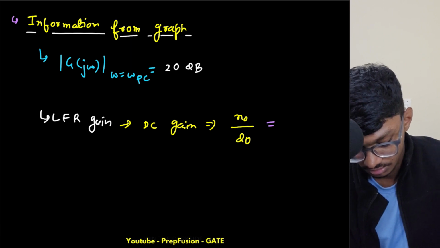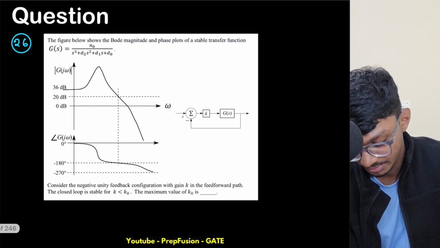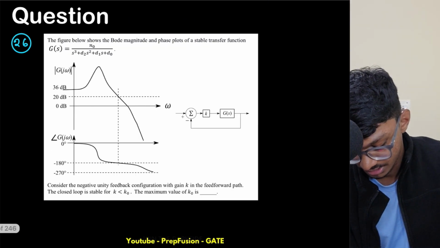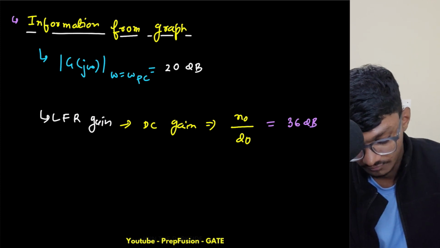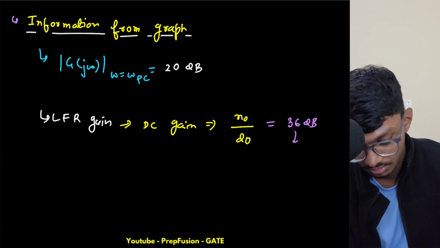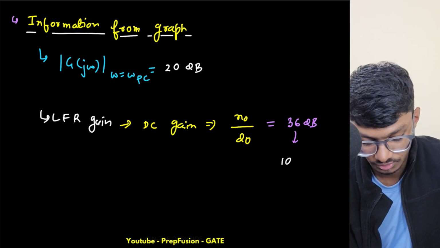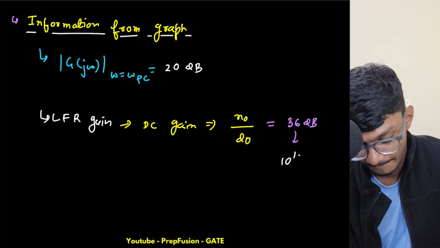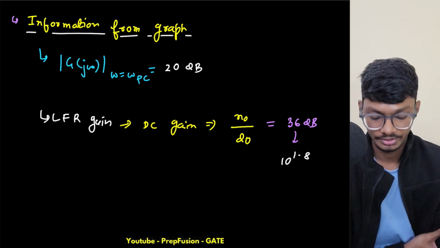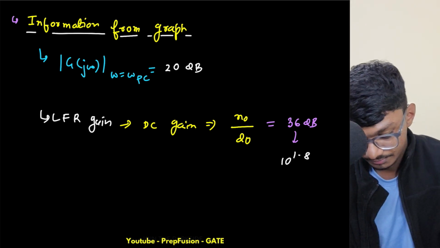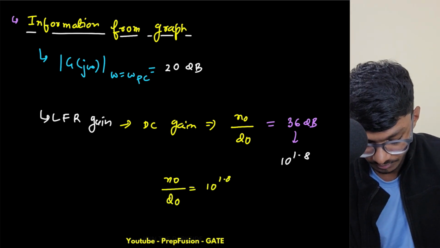So this is equal to what? This is an absolute scale and they have provided it in dB scale, which is 36 dBs. Now you convert this into absolute scale: 36 divided by 20 is 1.8, so it is 10 raised to power 1.8. So n naught by d naught is 10 raised to power 1.8. Now is this information even useful? We will see.